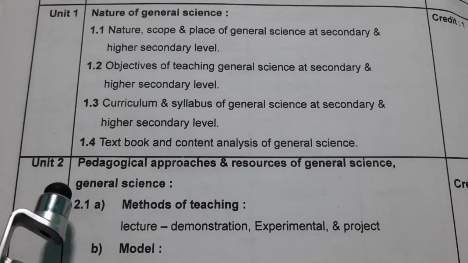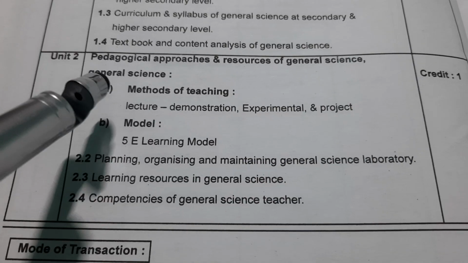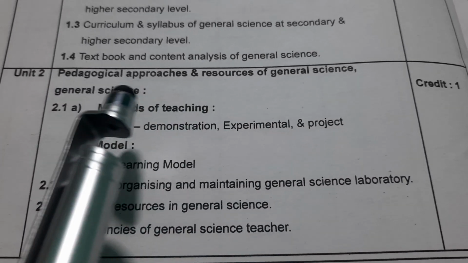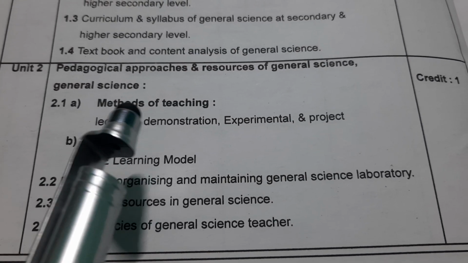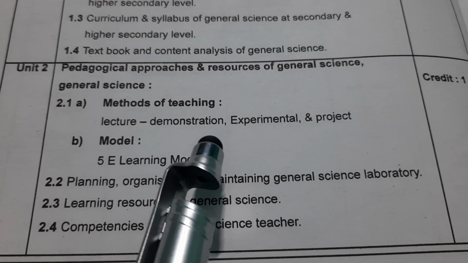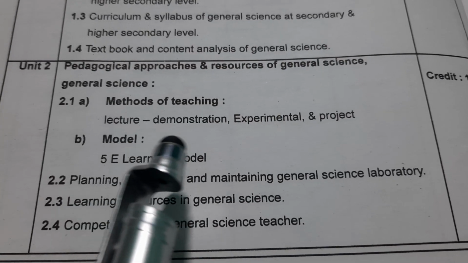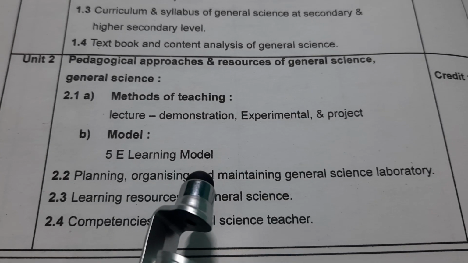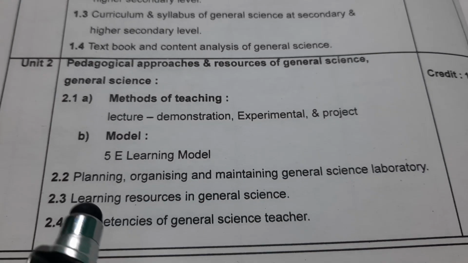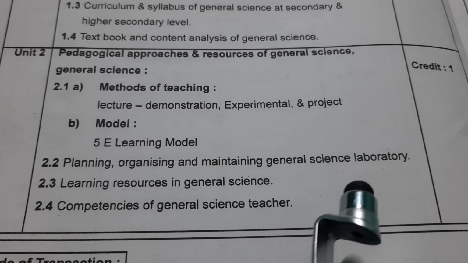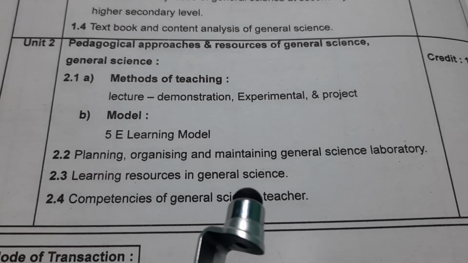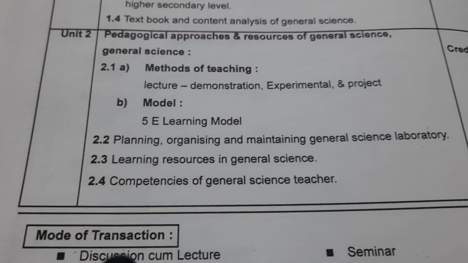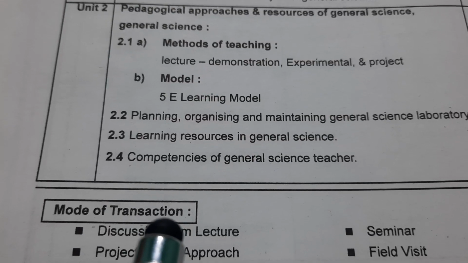Next you'll have unit 2. For this unit 2, you'll have pedagogy, approaches, resources of general science. This is method of teaching: lecture, demonstration, experimental and project. The model will be the 5E learning model. This is your credit 1. Then planning, organizing and maintaining general science laboratory, learning resources in general science, competencies of general science teacher, and then mode of transaction.